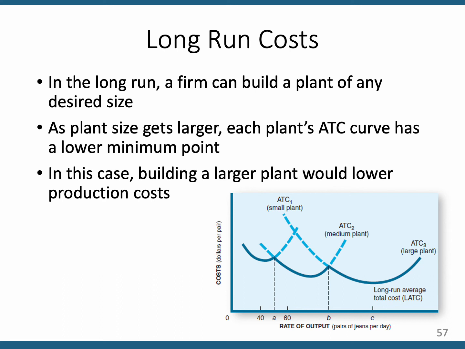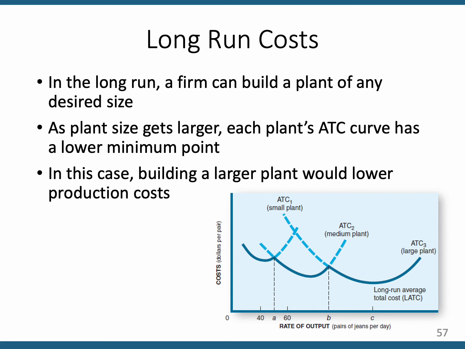Because for every level of output, let's just say 60 pairs of jeans per day, if you had your choice between producing in a medium-sized plant and a small plant, look at what your average total cost would be. It'd be much lower with a medium-sized plant. All right? And in fact, that would be true all the way up until point B, whatever level of output that is. And I'm going to guess that that is 110 jeans per day. Something like that, point B on the x-axis. When you reach that point, your average total cost is rising. You're starting to reach your maximum capacity. So the cost per unit's going up.